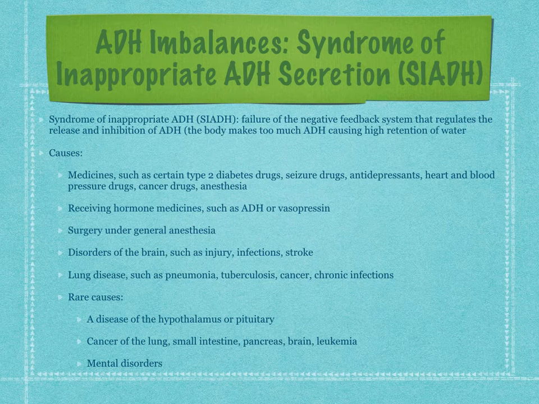Another problem with ADH imbalances is syndrome of inappropriate ADH secretion, or SIADH. The syndrome of inappropriate ADH is a failure of the negative feedback system that regulates the release and inhibition of ADH. The body makes too much, causing high retention of water. Some of the causes of SIADH include medicines, like certain types of type 2 diabetes drug, some seizure drugs, some antidepressants, heart and blood pressure drugs, cancer drugs, and anesthesia.